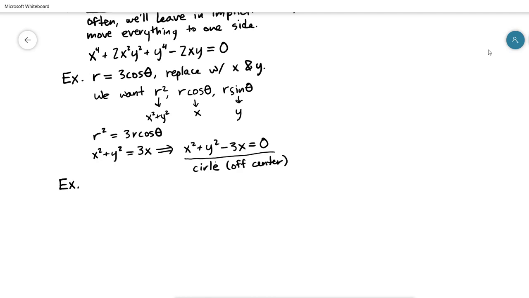I want to do r is equal to 1 over 1 plus the sine of theta. And again, same thing. Replace that r and theta with x and y.